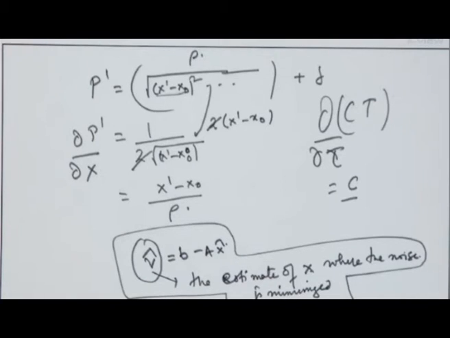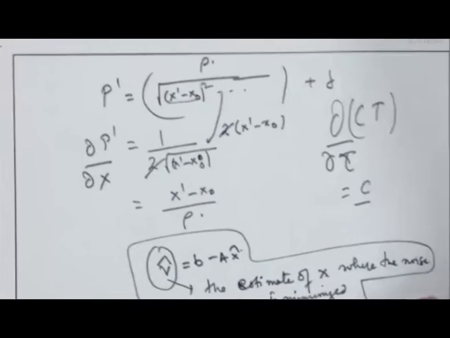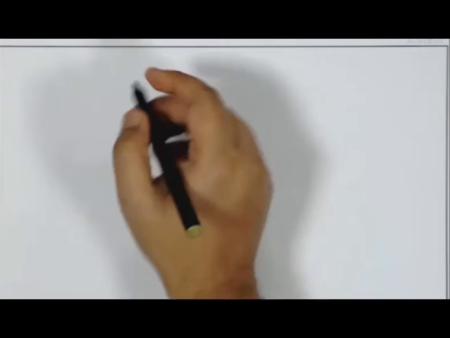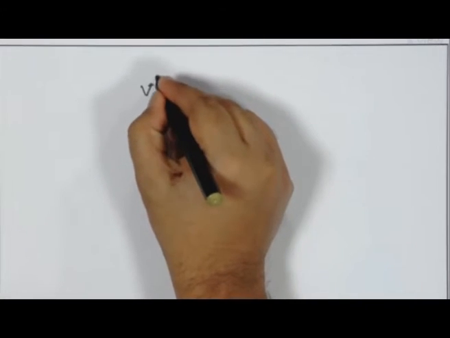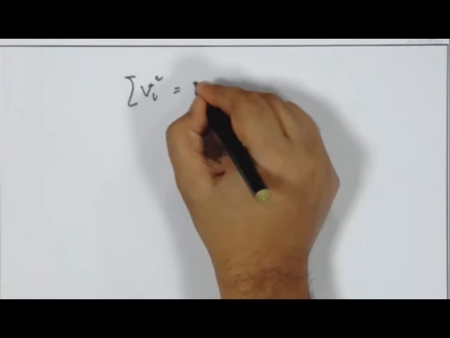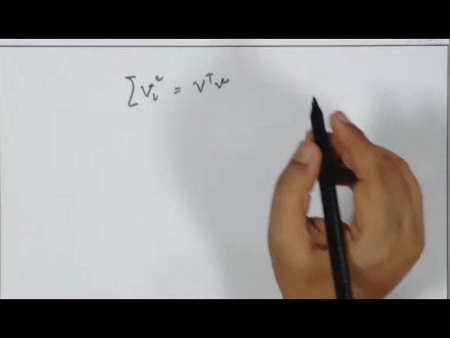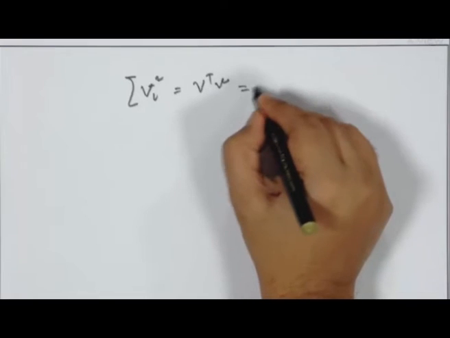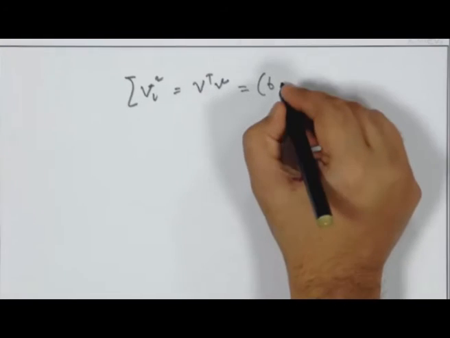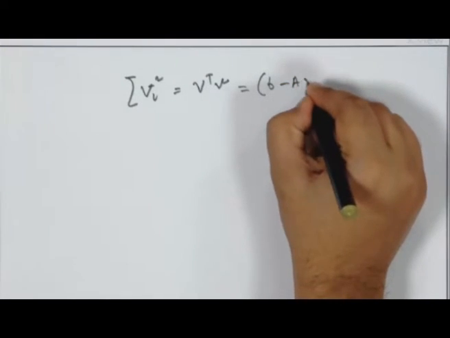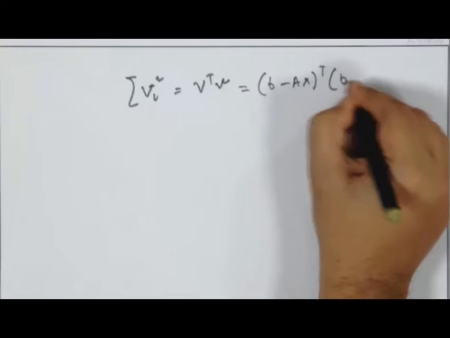Very simple. This is the one point agenda. I want to find out the estimate of x where the noise is minimized. And how do we minimize? We have the least square method. And what is the least square method? We know that this is the summation of Vi square, and that is V transpose V, and that can be written as V is B minus AX transpose times B minus AX.